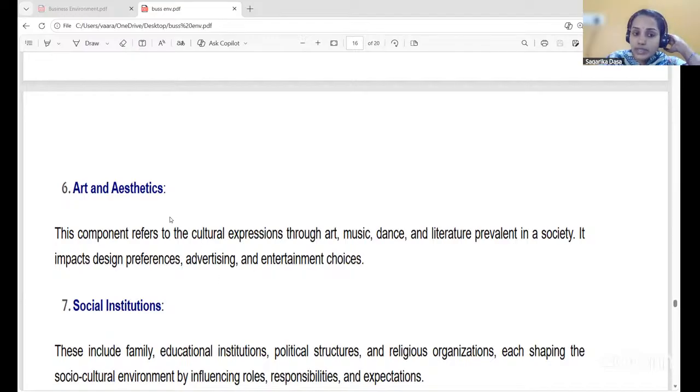Arts and aesthetics, it includes art, music, dance, and literature prevalent in a society. Based on these particular aspects also, the business has to produce the goods according to these aspects. The entertainment choices, advertising preferences, all this falls under arts and aesthetics.